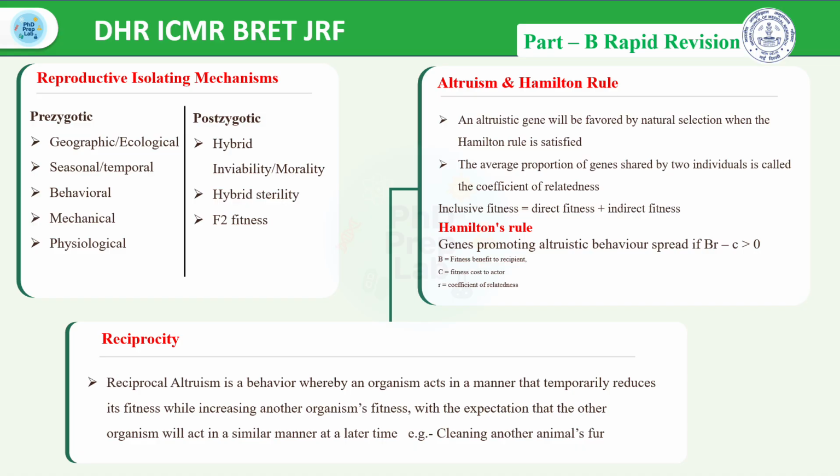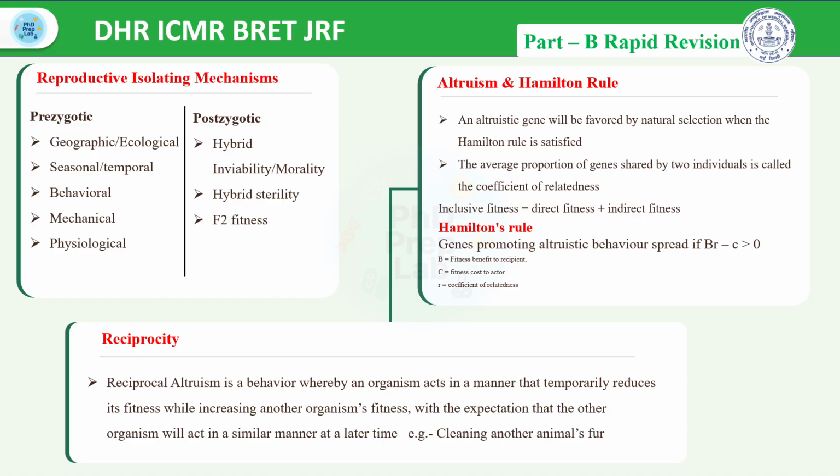So, in simple terms, organisms are more likely to help close relatives because it helps pass shared genes to the next generation. Here you can see the R, that is coefficient of relatedness, right? So that's what it explains basically. So altruism is mostly favored when it is done to close relatives. There the benefit is high because it helps to pass shared genes to the next generation.